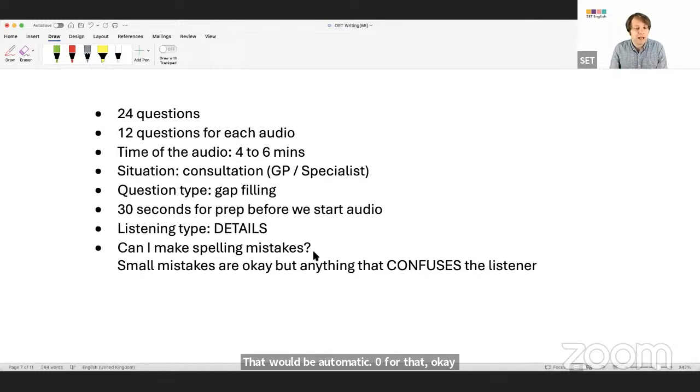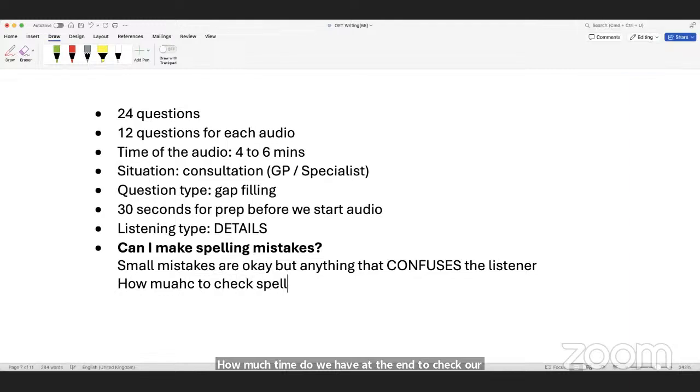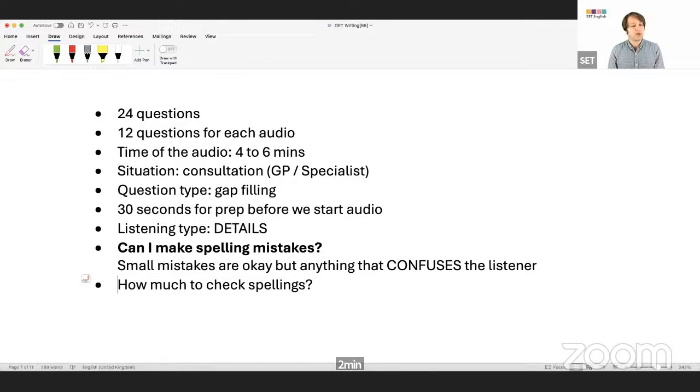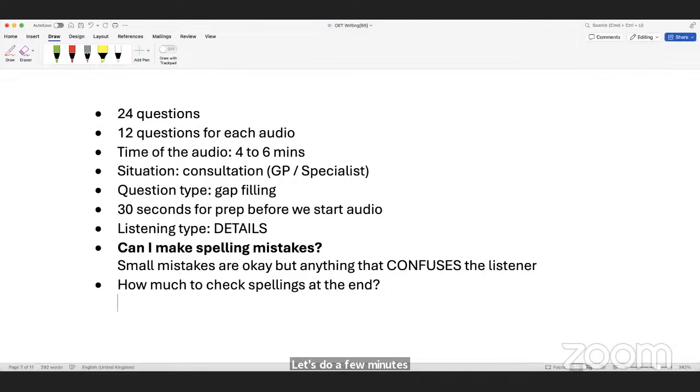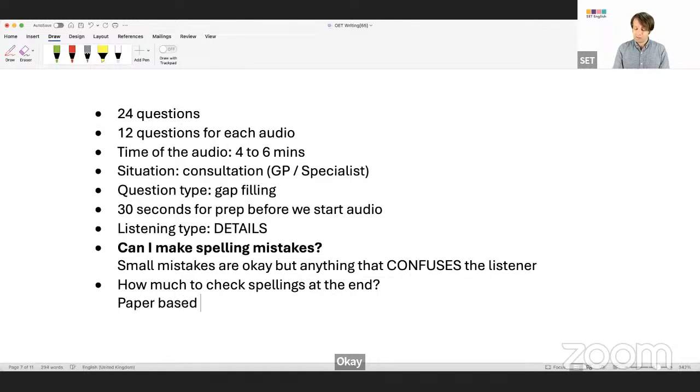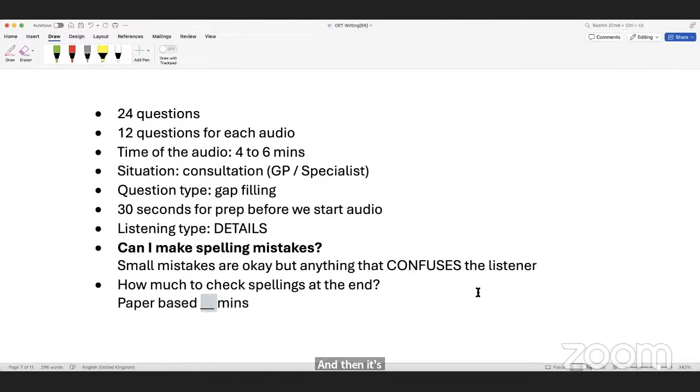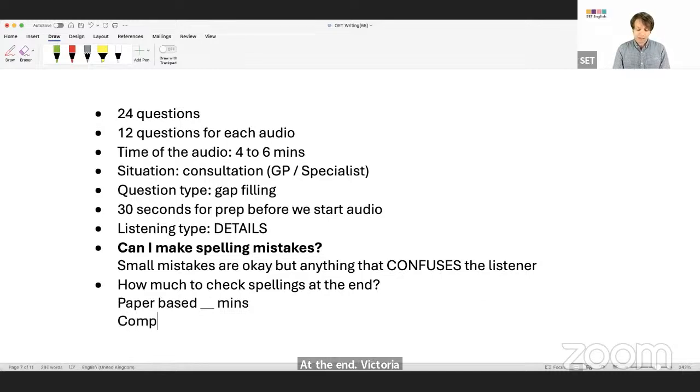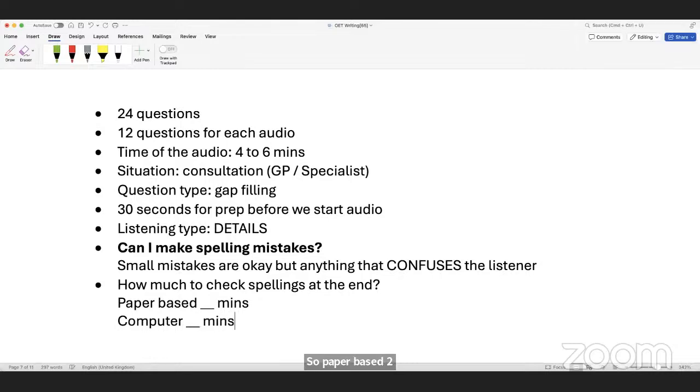Another problem with this, guys, is spelling. How much time do we have at the end to check our spellings? 2 minutes. Let me ask Victoria, because I think she knows this. How much time do I have to check my spellings at the end? Victoria: 2 minutes in each section of the reading part, paper-based. So paper-based, 2 minutes, and computer-based is just 1. I think it's 2 minutes, yes. It's 120 seconds.